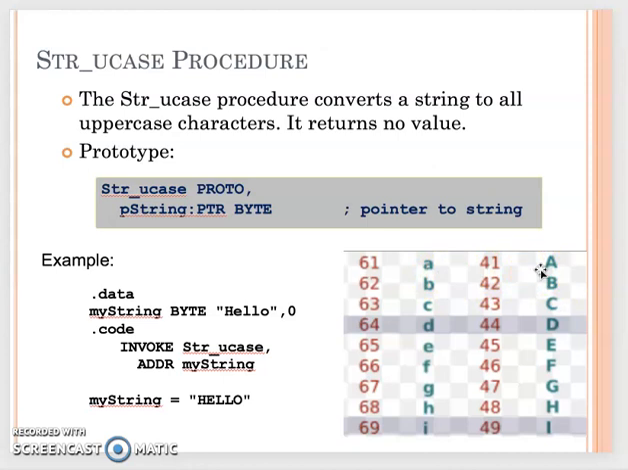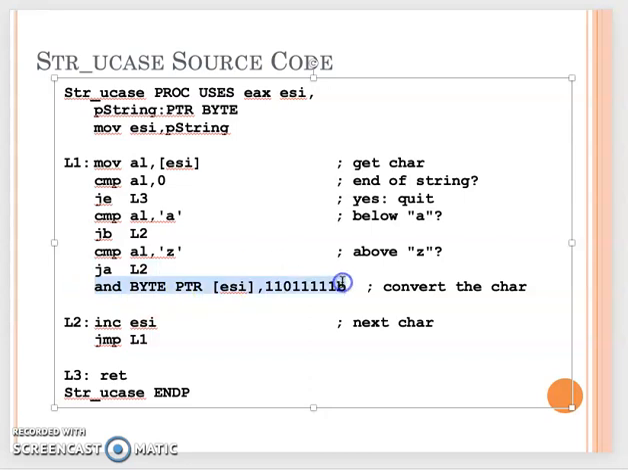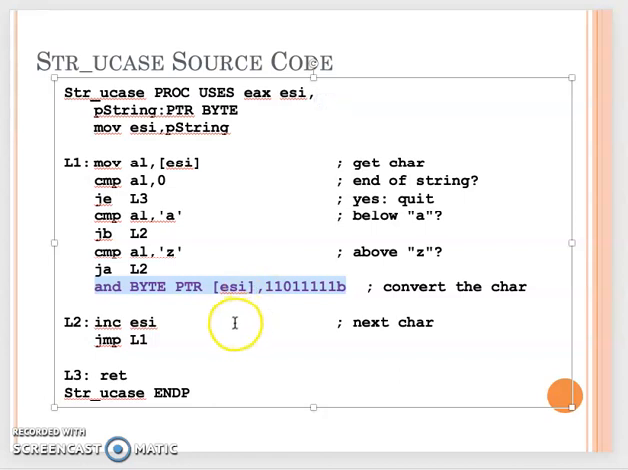Do you remember how to clear only one bit? To clear only one bit, we need to use AND or OR. To clear a specific bit, we need to use AND with 0, so we keep all the other bits the same. Very good, so that's how we do it. This is the important thing: how we convert lowercase to uppercase.